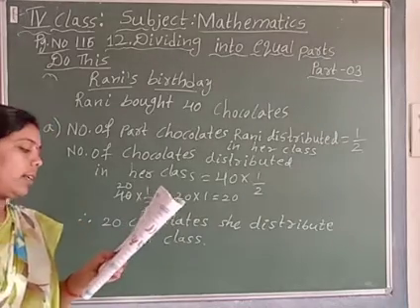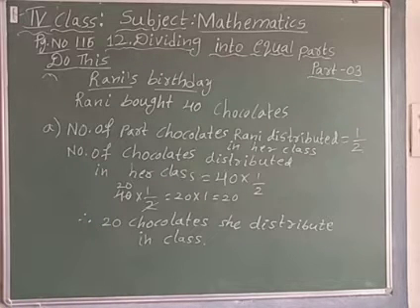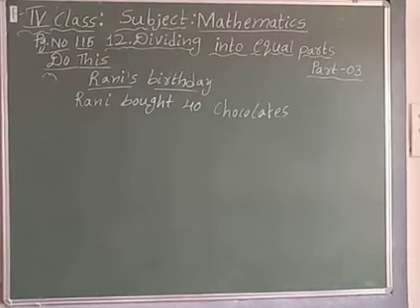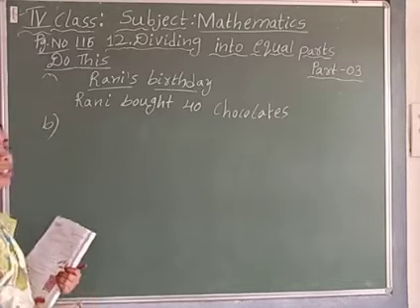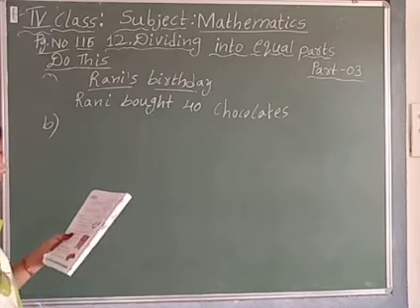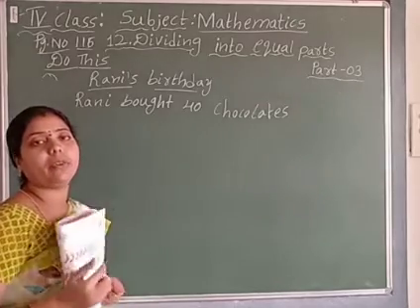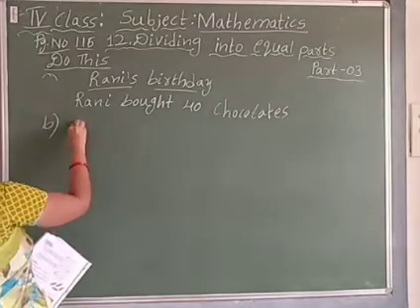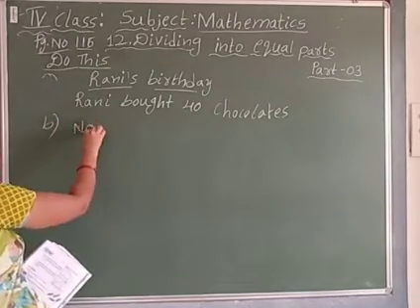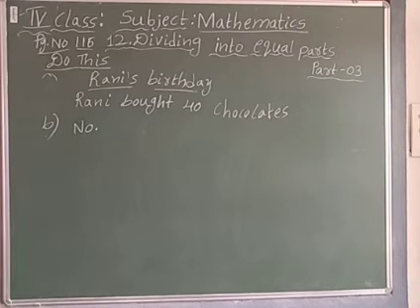How many chocolates did Rani distribute among her teachers? So you write first this question, right after. Okay children. So see here. She distributed 1/4 part of the chocolates to her teachers. 1/4 part of the chocolates.